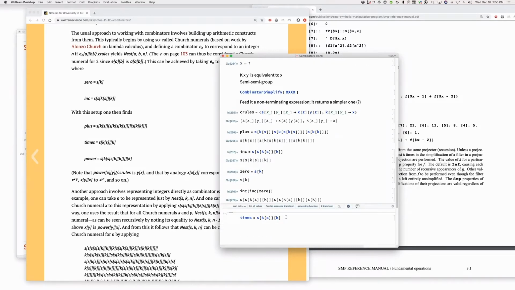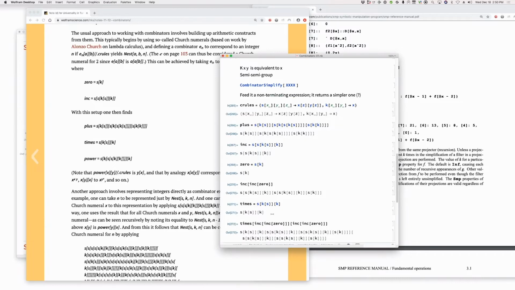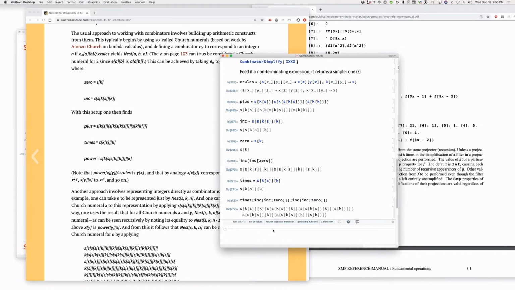And let's do, if I'm not mistaken, the times of, and it's curried, right? So it will be the times of the increment of the increment. Is that right? Should be, yes. Okay, so let's see what that reduces to. Now we've got C rules here.